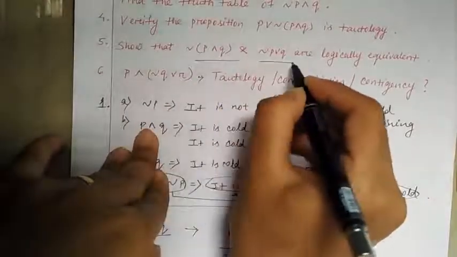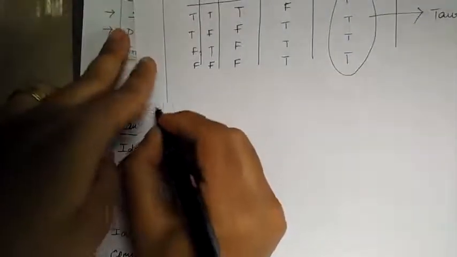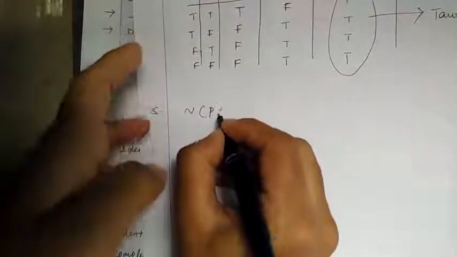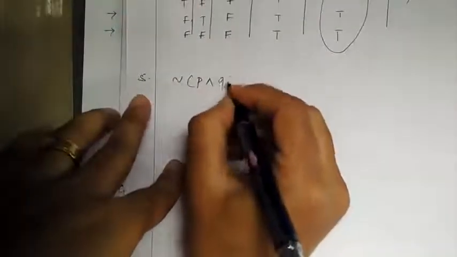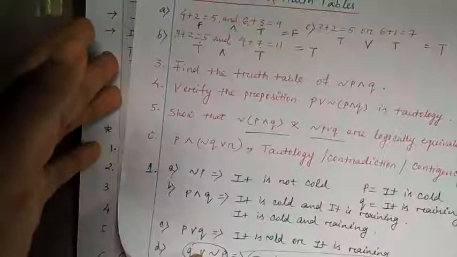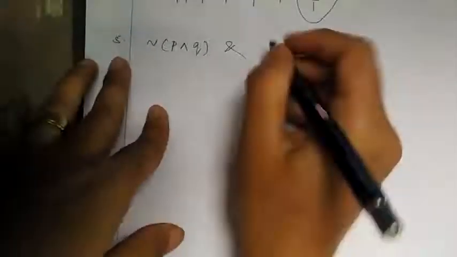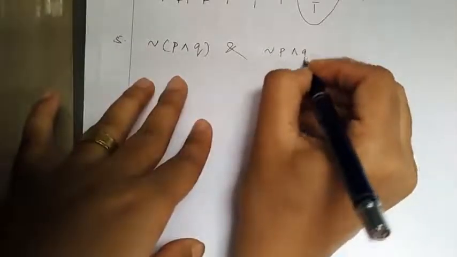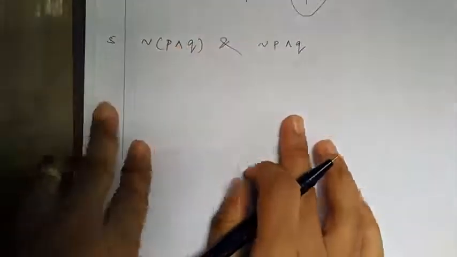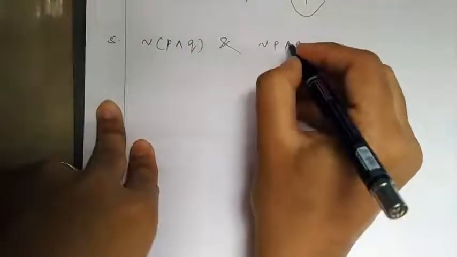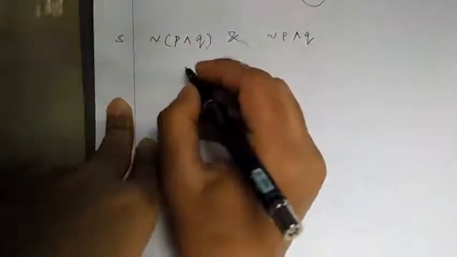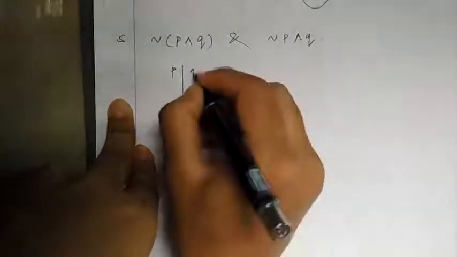Next question is, show that these two are logically equivalent. So what is the question? Negation of (P and Q) and negation of P and Q. So here the bracket is there, here the bracket is not. So you have to show whether it is equivalent or not. We'll see now.